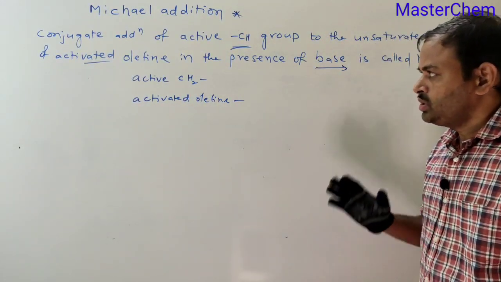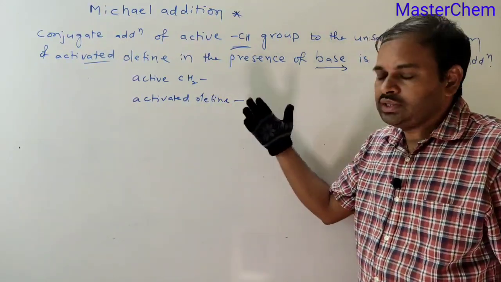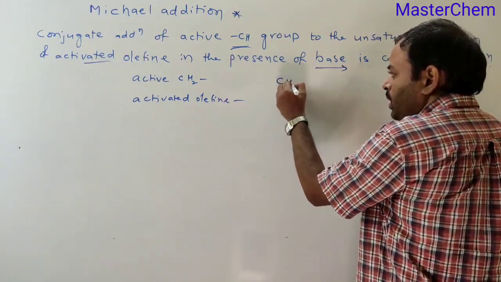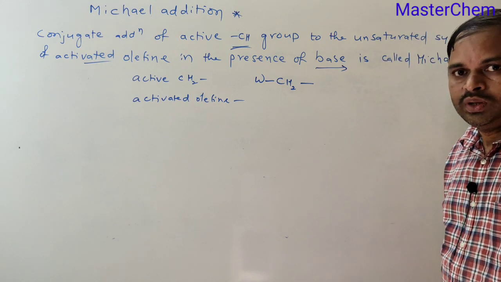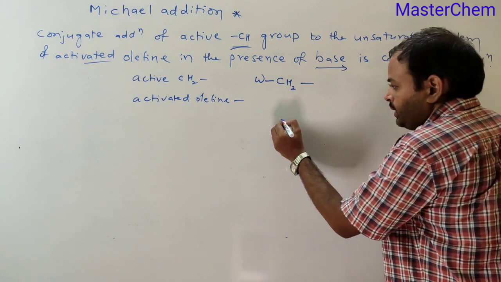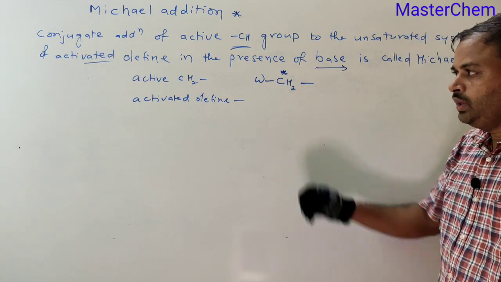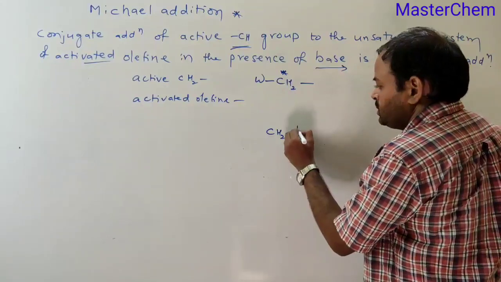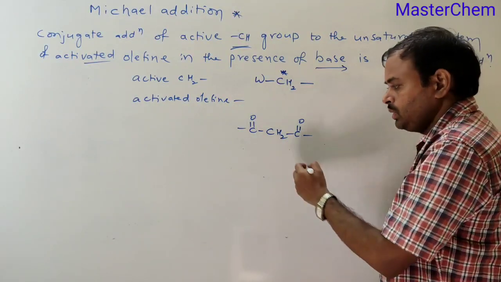Okay, so first we must know what an active methylene compound is and what an activated olefin is. What is an active methylene compound? Whenever CH2 is attached to an electron withdrawing group, that is called an active methylene group. Example, CH2 C double bond O. So it is active methylene.